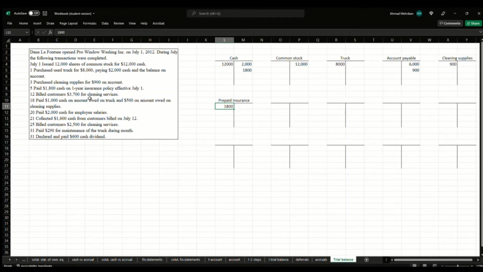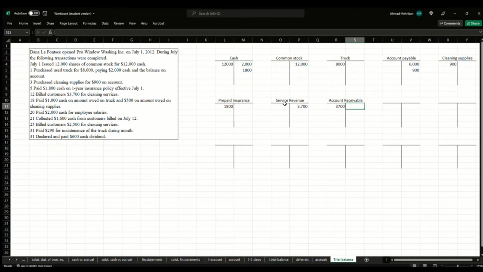Billed customers 3,700 for cleaning services. So we provided service revenue. We already provided it on the credit side because revenue increases through the credit side. And now the customers owe us that amount. Accounts receivable will increase through debit, 3,700.